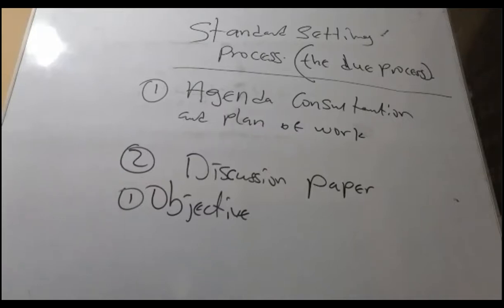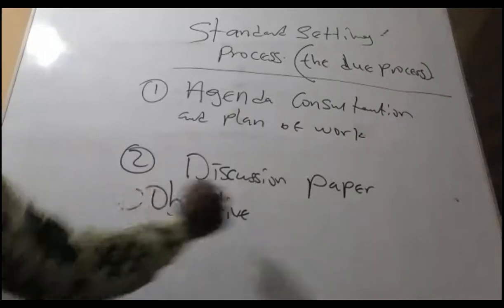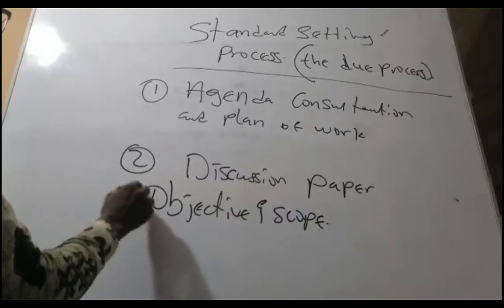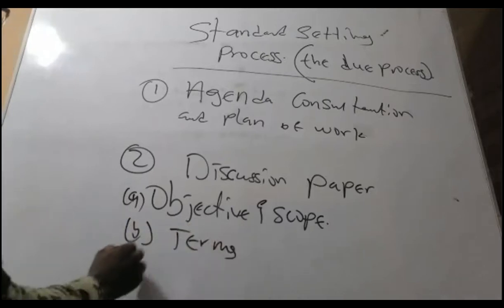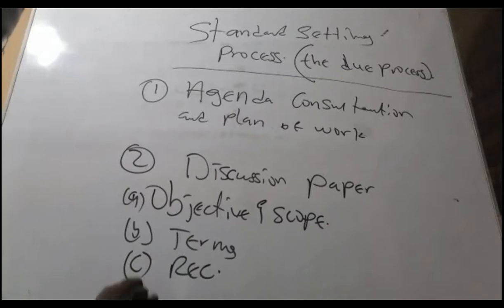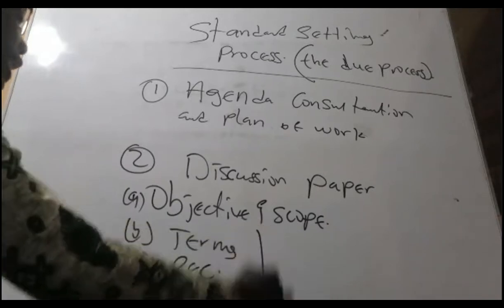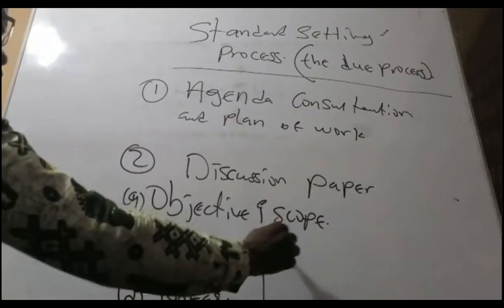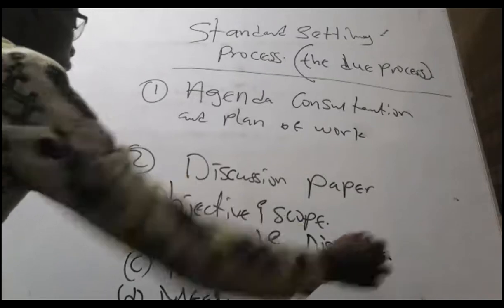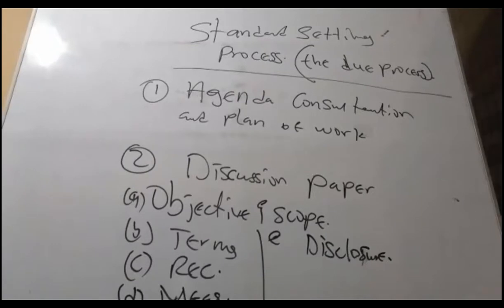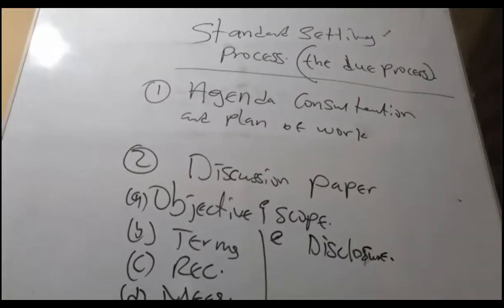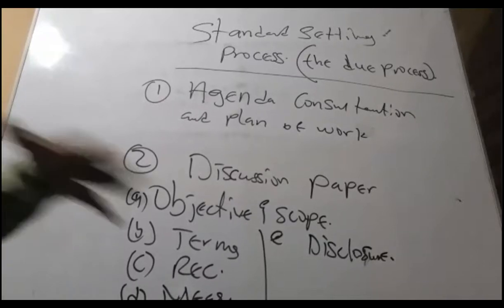These are the few items that go into the discussion paper, following a successful plan. So objective and scope, let me make it 1, 2, some terms, and then recognition, then measurements, the key items that make up the standard, and then the disclosure requirements. So I call it just the skeleton, the bullet points, the main issues that we have to talk about. That is why we call it what? Discussion paper. The main issues that we have to talk about. That is the discussion paper.